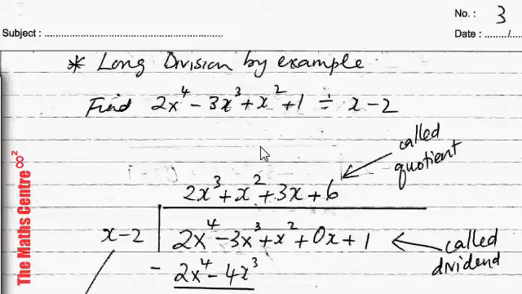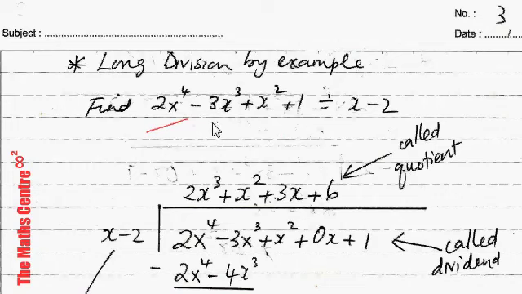Let's talk about long division. We're going to approach long division by looking at an example. We are asked to find 2x to the power of 4 minus 3x cubed plus x squared plus 1, and we are going to divide that by x minus 2.